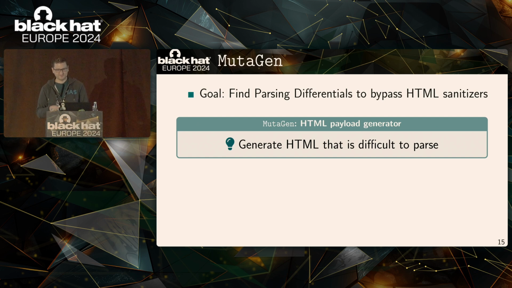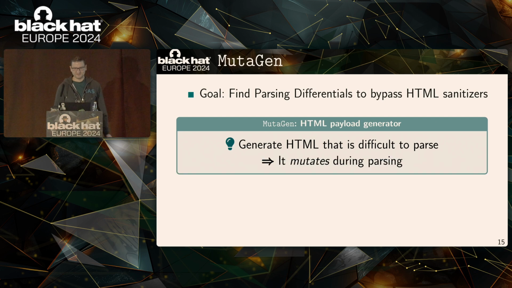So I wrote a payload generator, and the idea is to generate HTML which is difficult to parse, which abuses a lot of these edge cases, like the stuff where the browser has to repair it. So the idea is that it has to mutate during parsing. Consequently, the bugs I found are roughly in the category of mutation XSS.